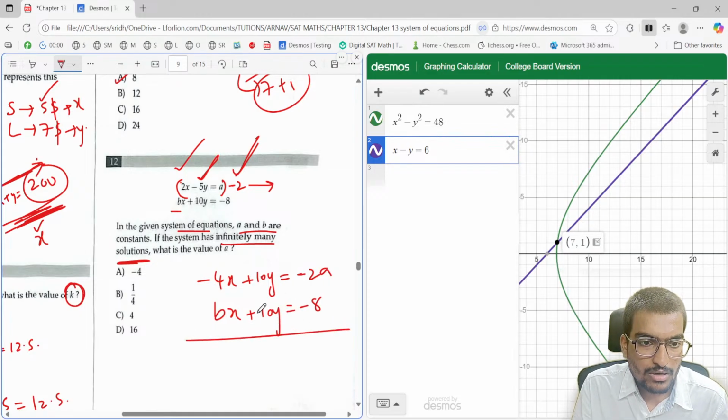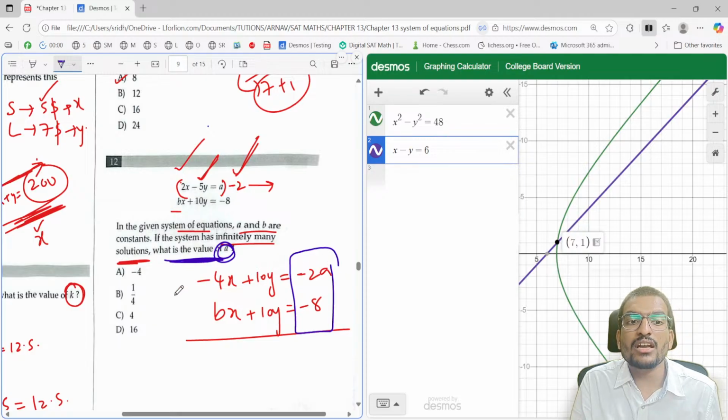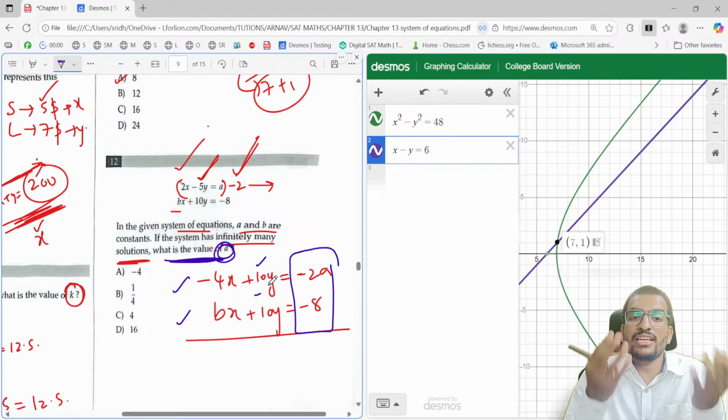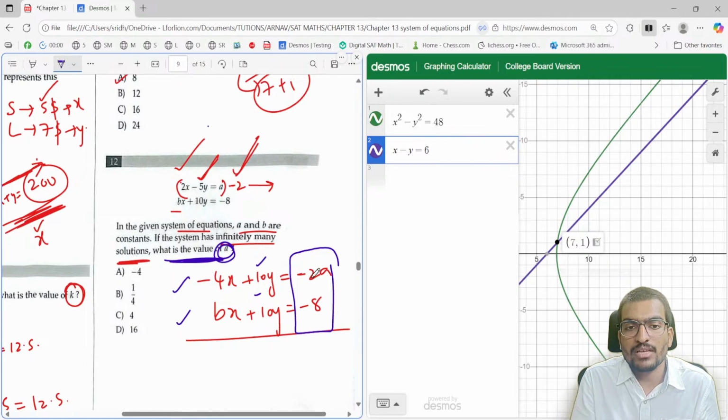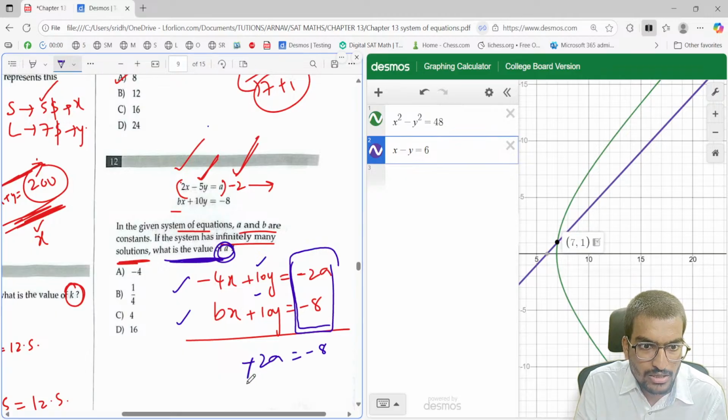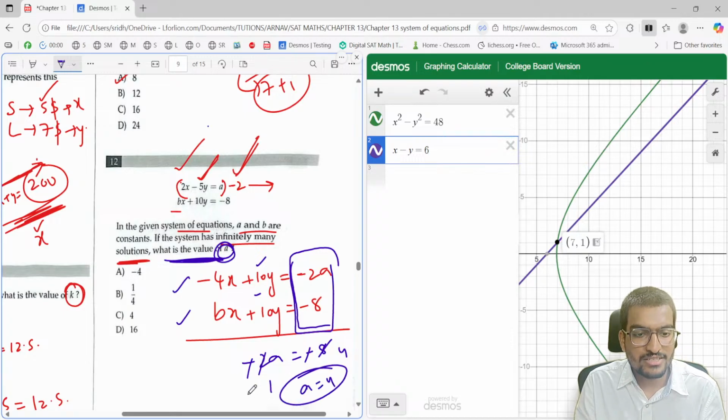So now we need not solve anything. We are not trying to find x or y values, we are trying to find a and b values. Especially, we need to find only a. So to get a, we need to check only constant terms. Now these two are the same equations, with infinitely many solutions, which means equations are perfectly same. So I'm just matching up the constant terms. -2a equals -8, negative of 2 ones, 2 fours, a equals 4, which is option C. Yes, you are right.